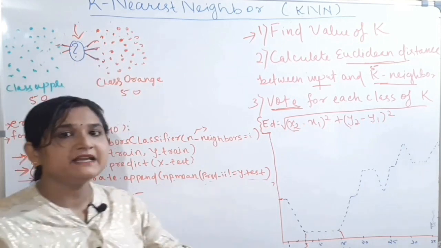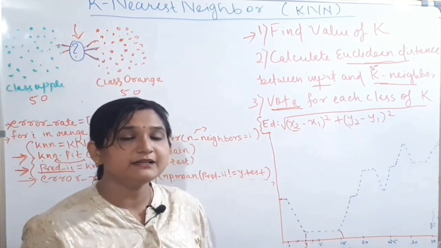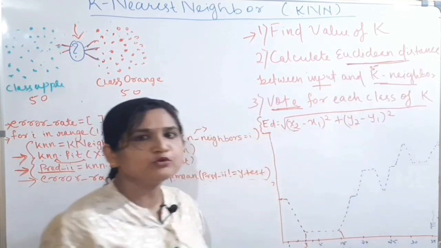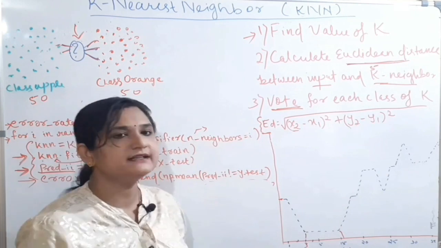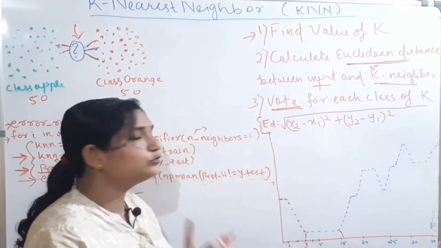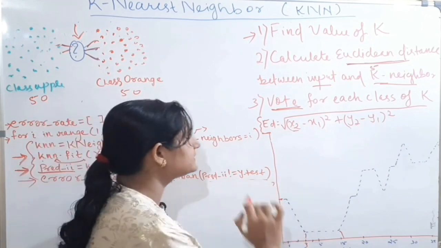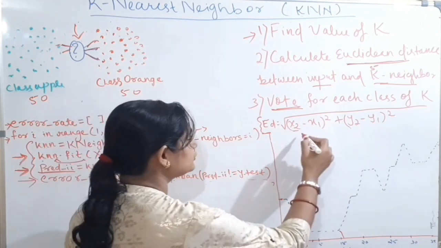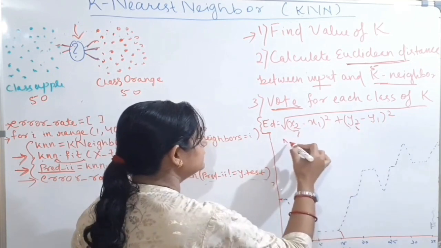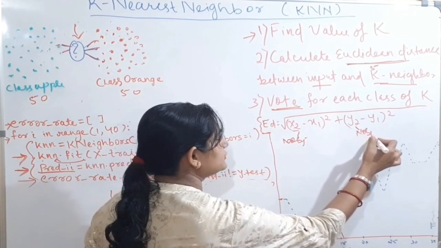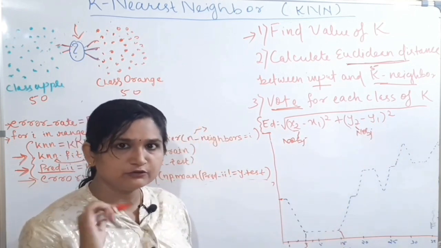The distance will be calculated by which formula? It will be calculated by the most commonly used Euclidean distance formula. So what is the formula? ED is equal to the square root of (x2 minus x1) whole square plus (y2 minus y1) whole square. This x2 and y2 is the coordinate of your new object.